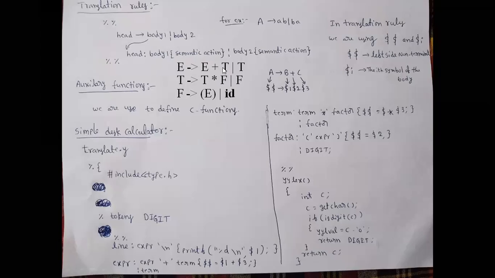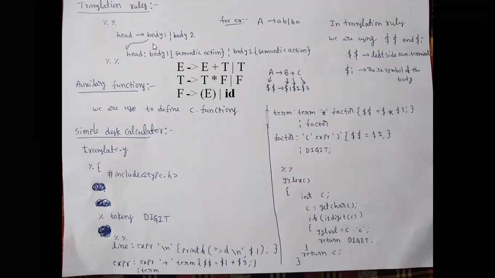So E plus T. So then the semantic action is the representation of addition. Okay, so that is what we specify as the semantic action. So head colon body 1 with its semantic action, and here another value, body 2, with its semantic action. So this is the specification of translation rules.